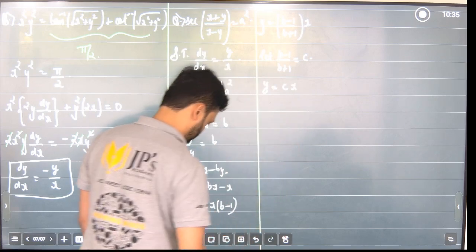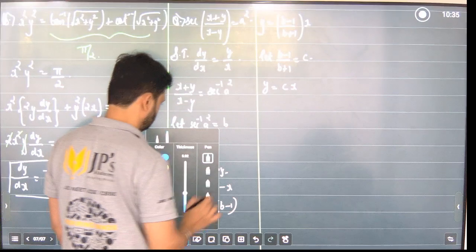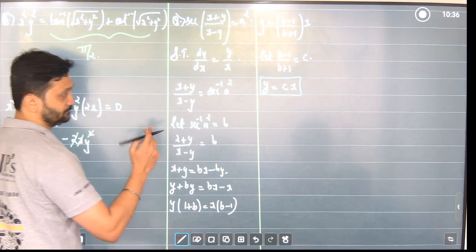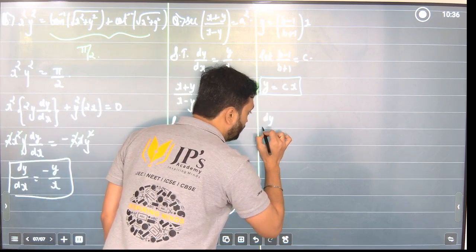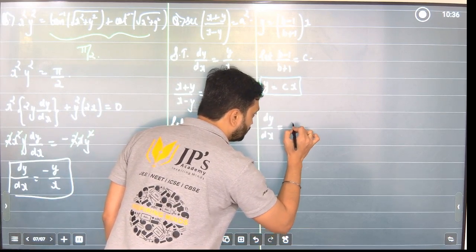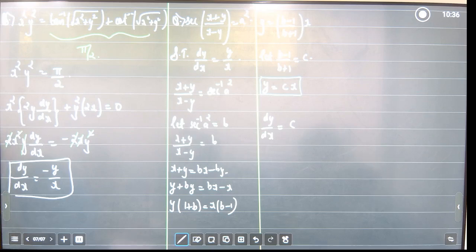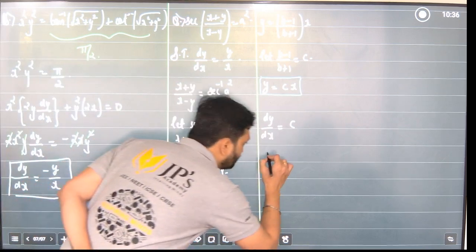Look carefully. Okay. y is equal to cx. And if I differentiate it, what is the value of c? y by x. I have put it in the bracket. Still you miss it. What is the value of c? y by x.